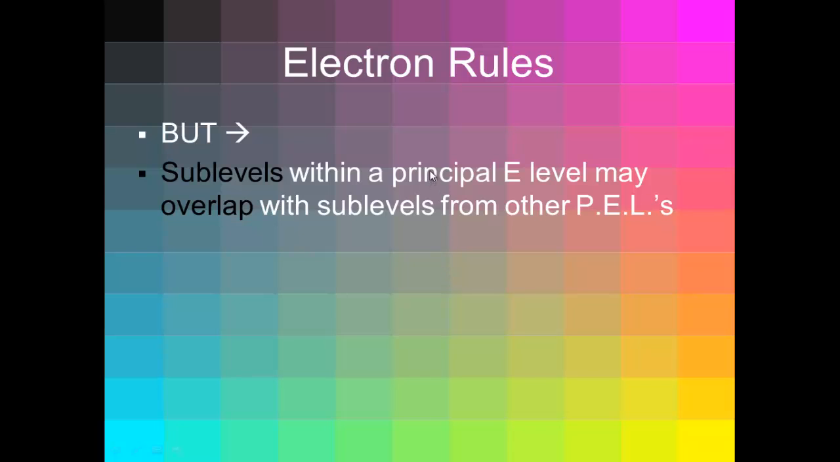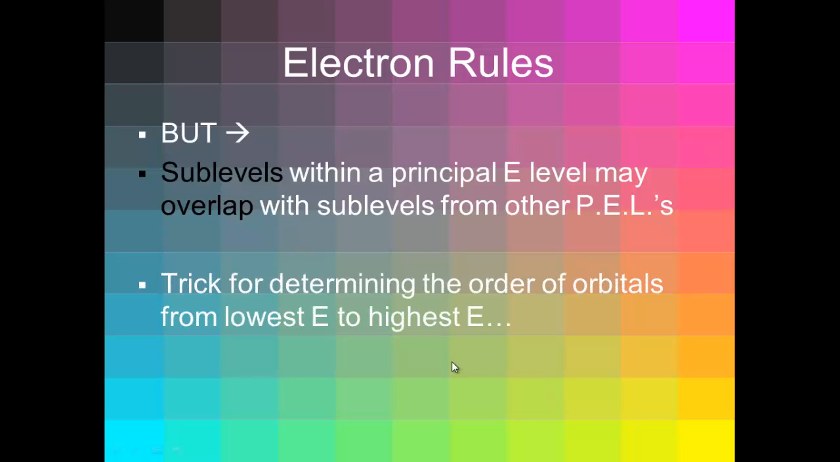Some sublevels within an energy level may overlap with sublevels from other principal energy levels. This makes a change in the order of which houses or which seats will fill first, and it can be kind of tricky to remember. So there's a little trick for determining the order of orbitals from lowest energy to highest energy. In other words, I'm going to show you a trick for how you remember which energy levels get filled with electrons first and then next and so on.